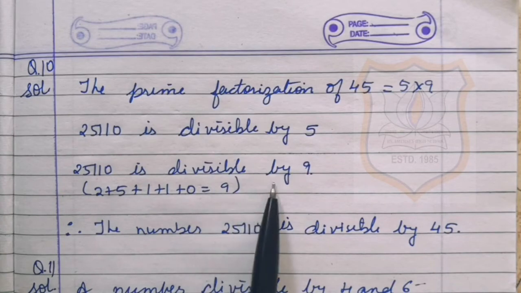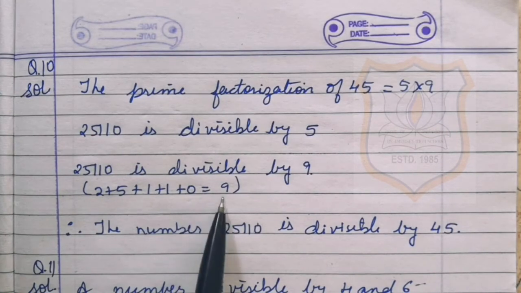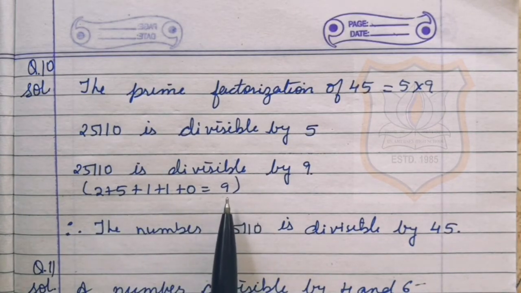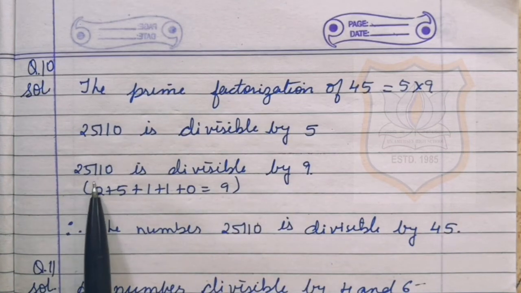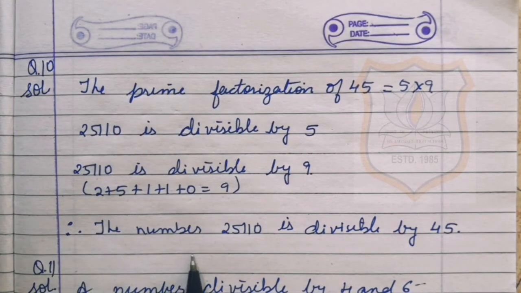25,110 is divisible by 9 according to the rule of divisibility by 9. If we add the digits of a number and the answer is a multiple of 9, then that number is divisible by 9. Here if we add all the digits of the number, we will get 9, and 9 is a multiple of 9. So 25,110 is divisible by 9. Therefore the number 25,110 is divisible by 45.